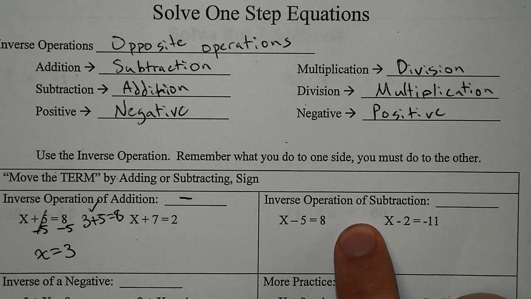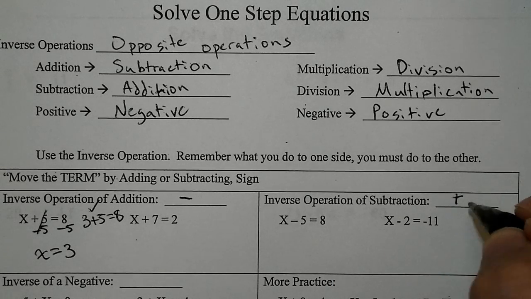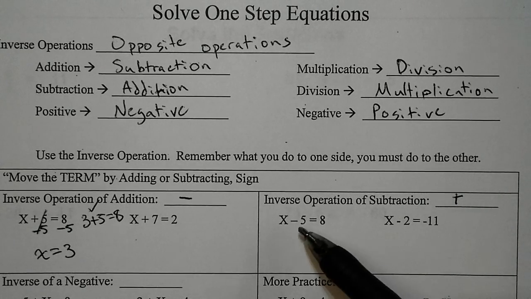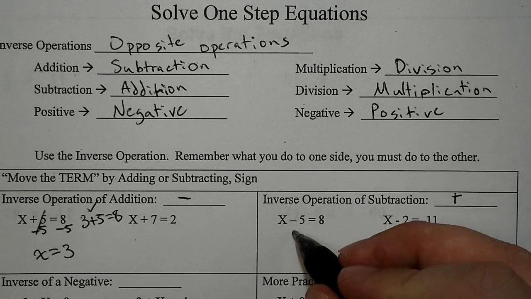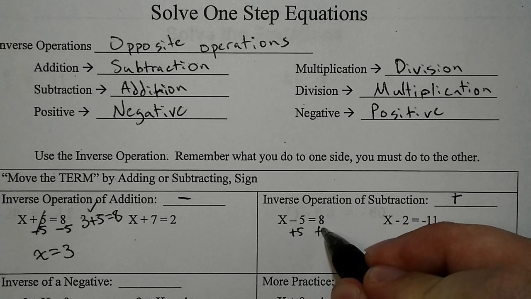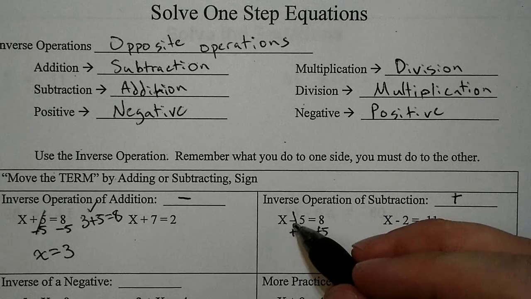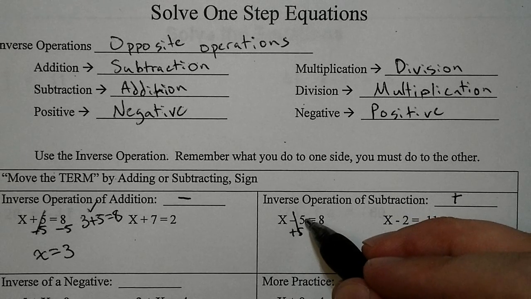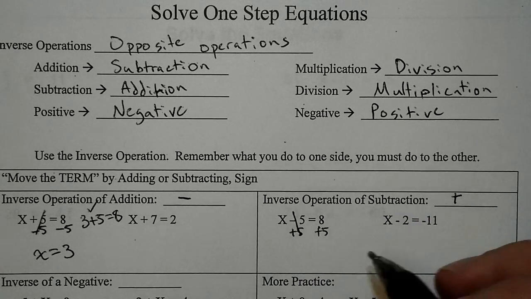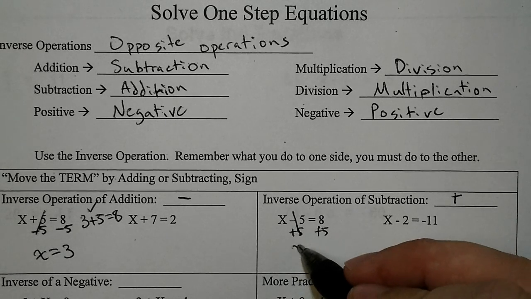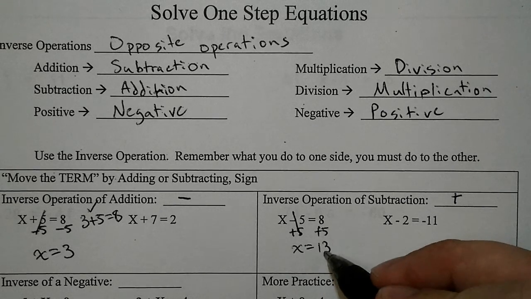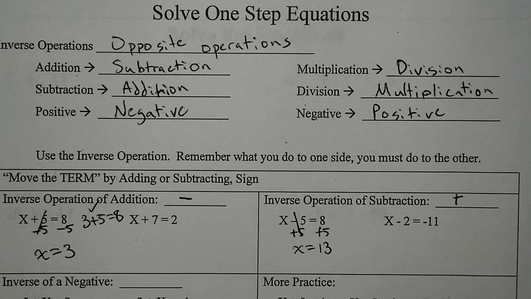The inverse operation of subtraction is addition. So on these, since it says minus, what we're going to have to do to get rid of them is add. So x minus 5, we're going to add 5. Those cancel. Whenever you have the same number, a negative and a positive, it's always going to go to 0. That's when you're adding and subtracting. So this is x, and then 8 plus 5 is 13. This one, just try that one on your own.